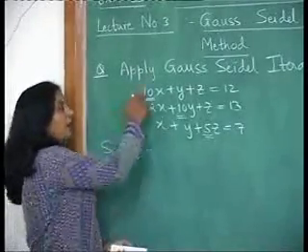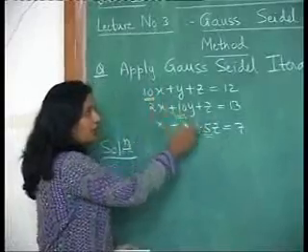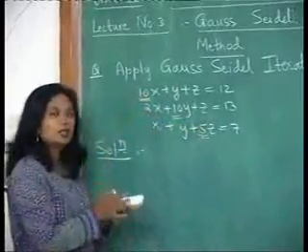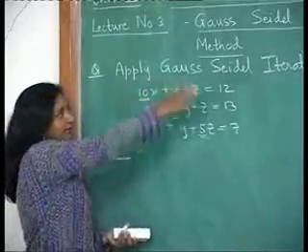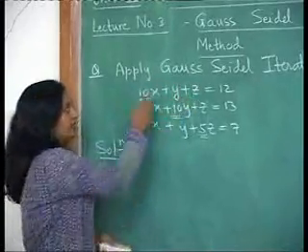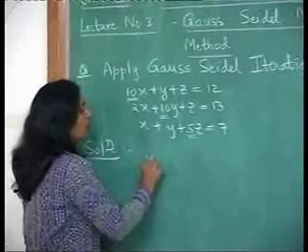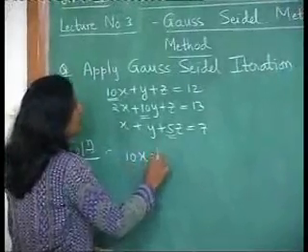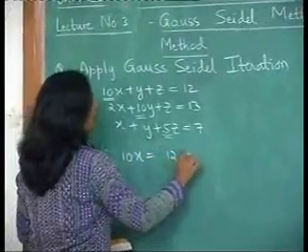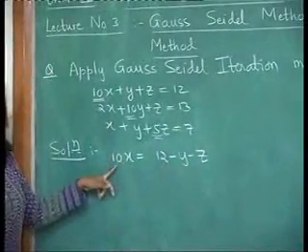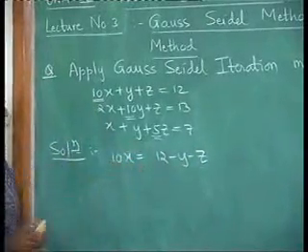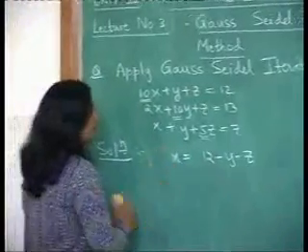Now that we have the dominant numbers along the diagonal, let us adjust the system so that in the first equation I have x on one side, everything else on the other side. So my first equation will look like 10x equal to 12 minus 5y minus z. But I don't want this 10 over here, I want only x. So let me transfer 10 to the other side.